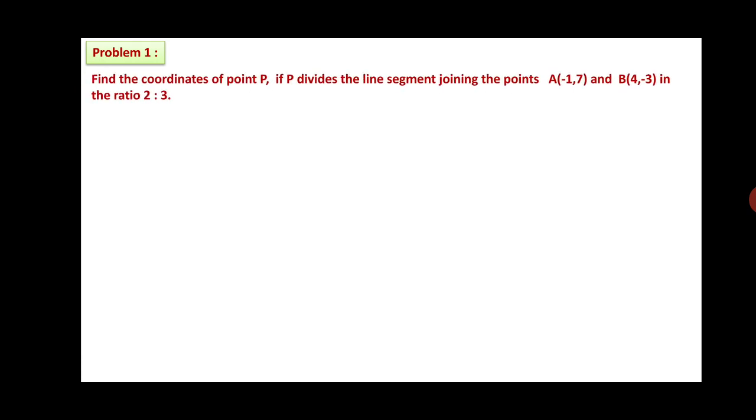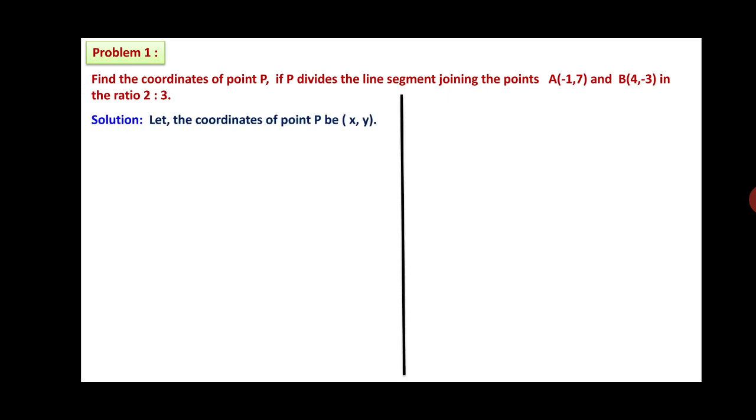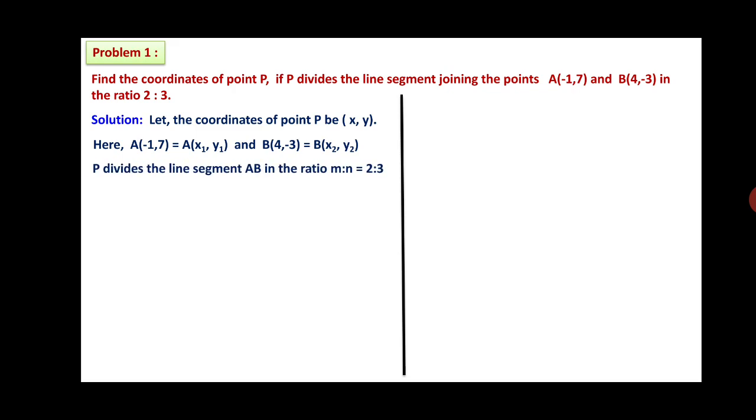Problem number 1: find the coordinates of the point P if P divides the line segment joining the points A(-1, 7) and B(4, -3) in the ratio 2:3. Let the coordinates of the point P be (x, y). Now here A(-1, 7) is (x1, y1) and B(4, -3) is (x2, y2). Therefore P divides the line segment AB in the ratio m:n, 2:3.